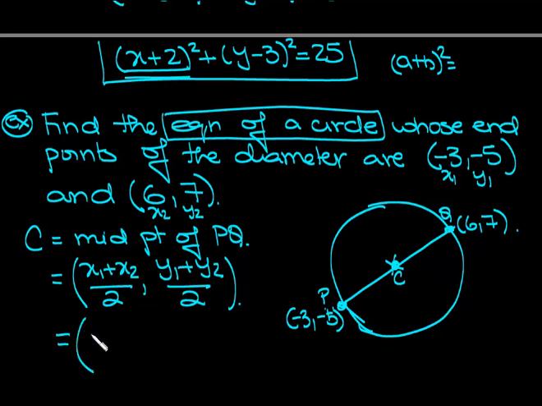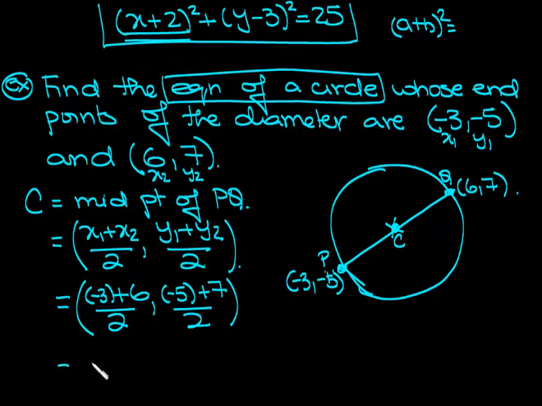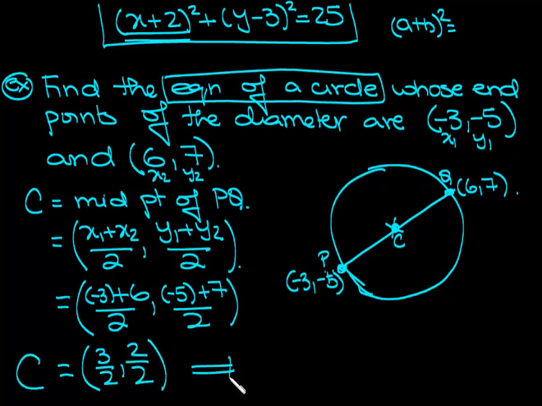So we get x1, which is negative, so let's put parentheses, (-3) plus x2, which is 6, divided by 2, and y1, which is negative also, (-5) plus 7, divided by 2. I'll do it over here. So we get -3 plus 6 is 3 over 2, and -5 plus 7 is 2 over 2. So this tells me what is my center then? My center would be (3/2, 1).